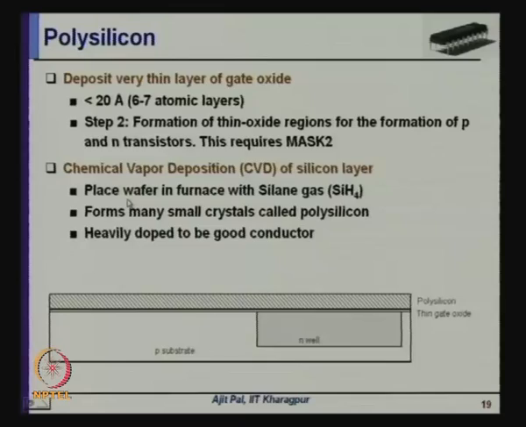For this purpose you place the wafer in a furnace with silane gas, which forms many small crystals, called polycrystalline polysilicon layers, and it is heavily doped to be a good conductor. Since this is heavily doped, it will form a good conductor, because it will be used for interconnection. So, this polysilicon must be a relatively good conductor, because it will be used as an interconnection layer to connect different parts of the circuit.